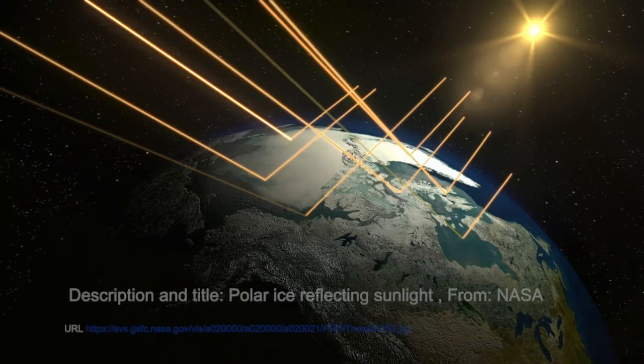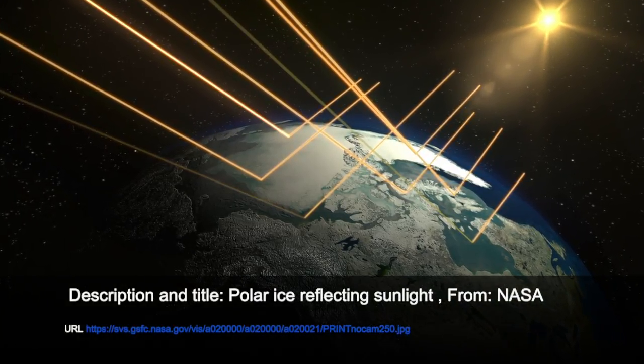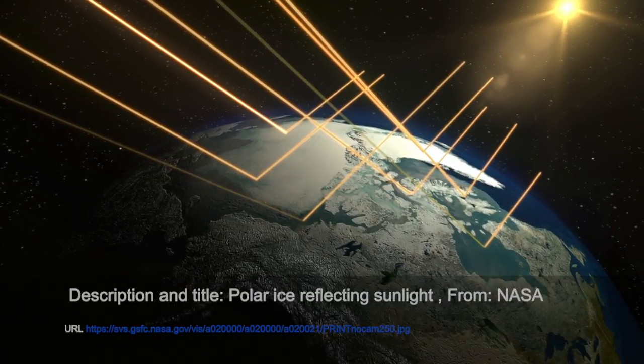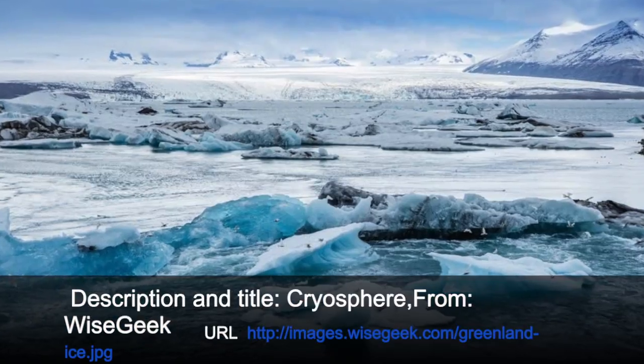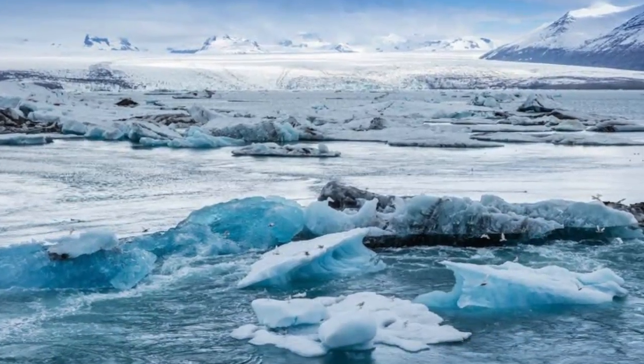The cryosphere influences our world's climate. One of the ways it affects the climate is by reflecting the heat of the sun, because its bright surface is able to reflect up to 80% of the sunlight.